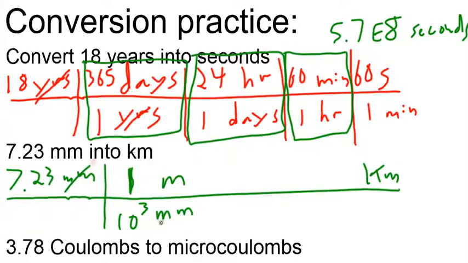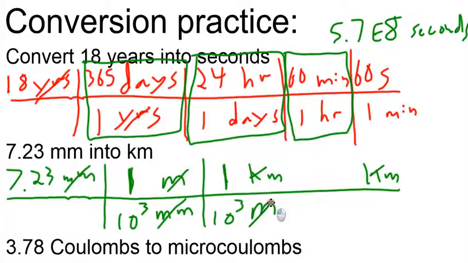So now I can cancel out my millimeters. I'm left with meters, but I want to get to kilometers, so I need to cancel out my meters, put them on bottom, put my kilometers on top. Now, kilometers are bigger than meters, so I have 1 kilometer, and that's equal to 1,000 meters, so I have another 10 to the third on bottom. I can cancel out my meters, and so now the units that I'm left with are kilometers, and that's where I want to be.